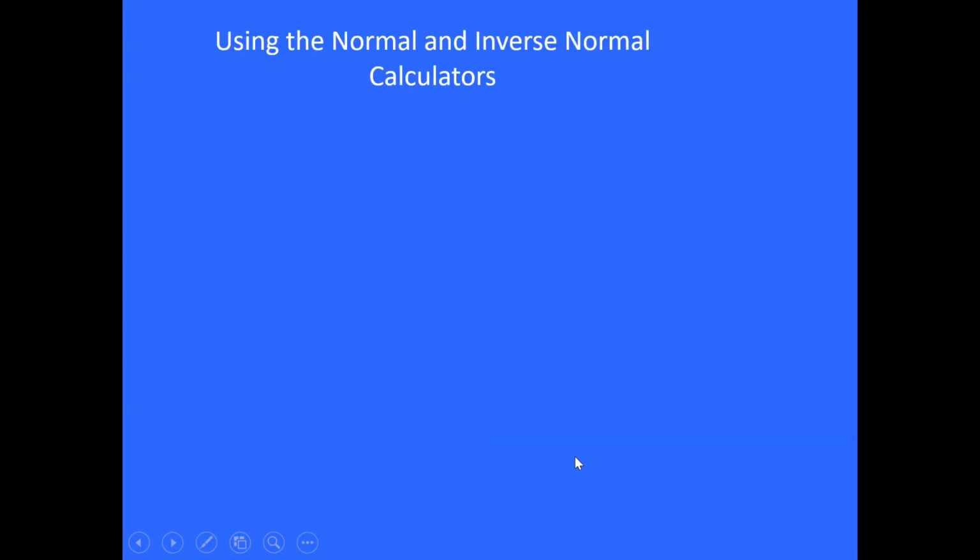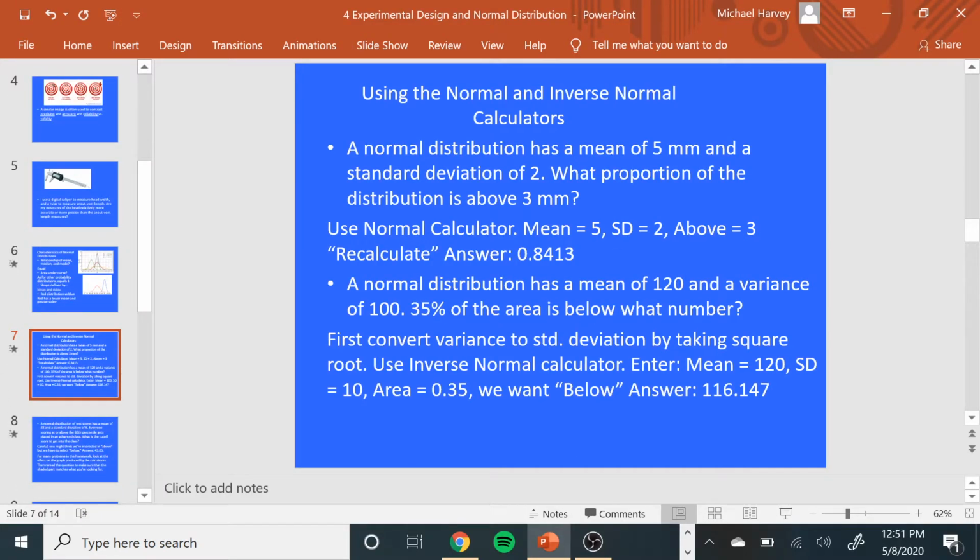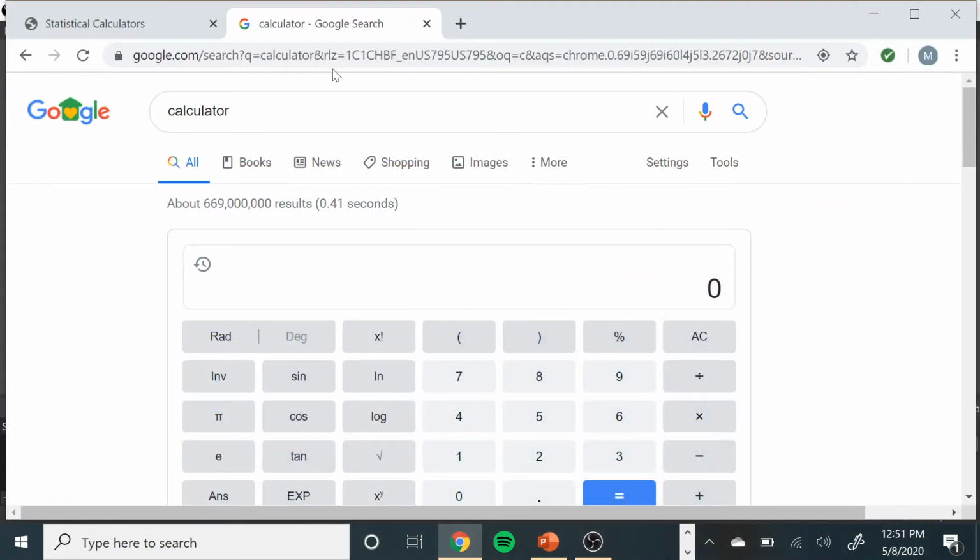All right, so we're going to use two different calculators in Lane's book called the normal and the inverse normal calculators. So I'll get out of this PowerPoint for a minute and show you these.